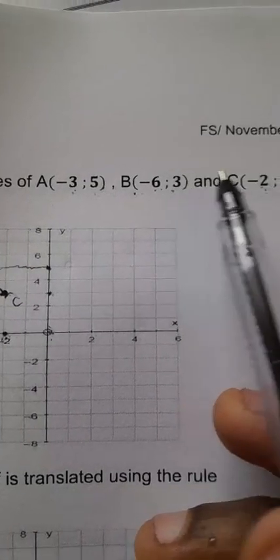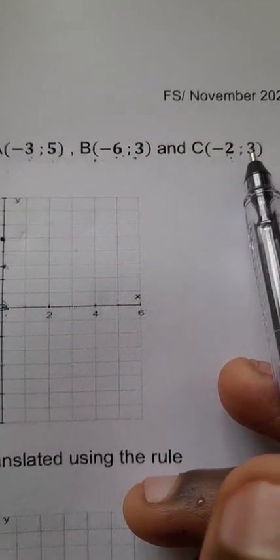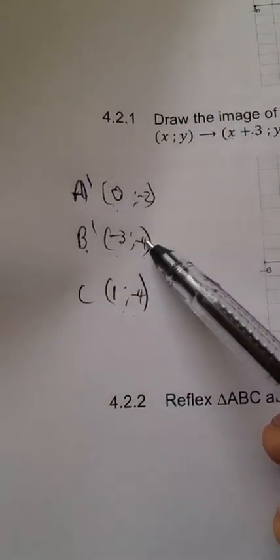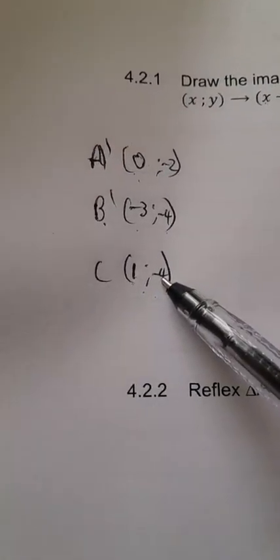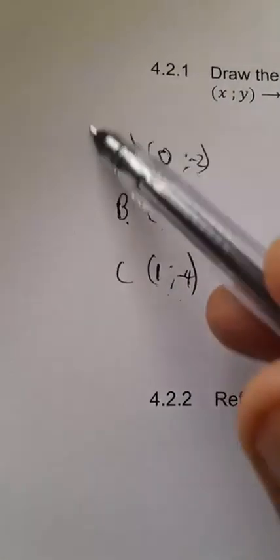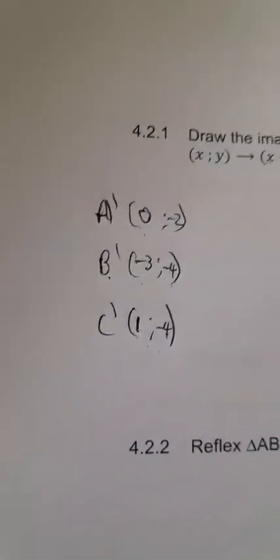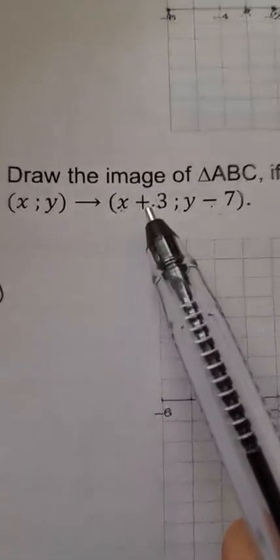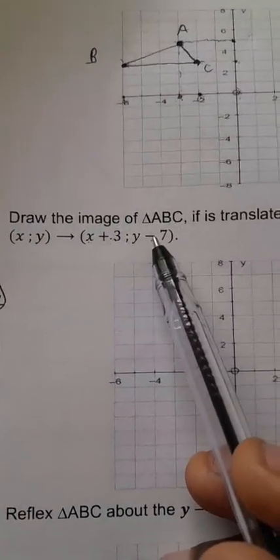And then last but not least, 3 minus 7 will also give us negative 4. So I got negative 4 for my B for Y, and negative 4 for my C for my Y. Now I have my new coordinates for the new translated image of triangle ABC, when I add 3 to X, as well as do what to Y? Subtract 7.